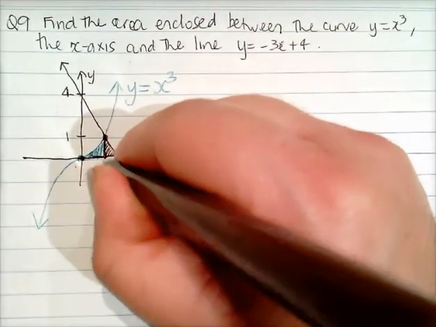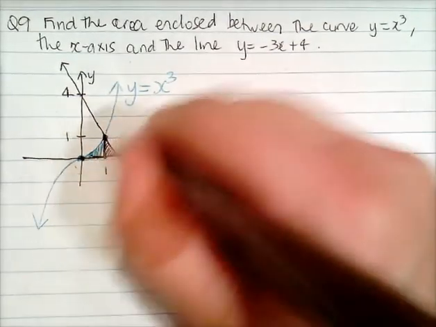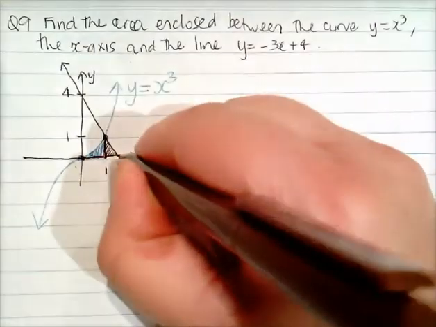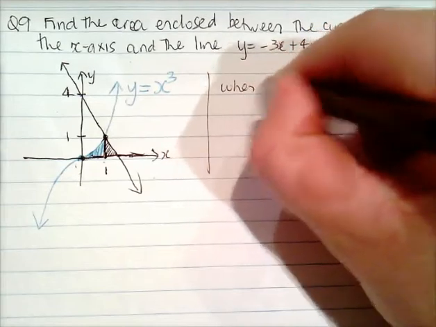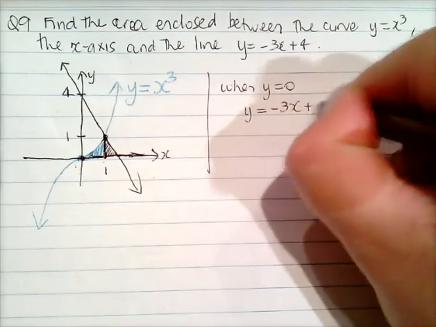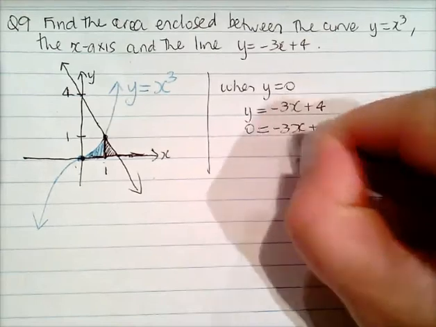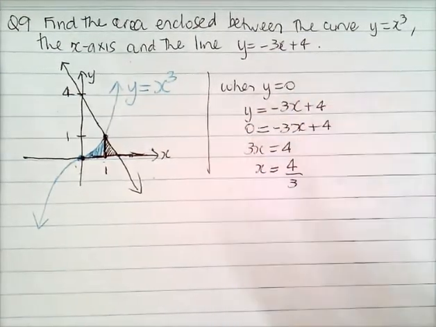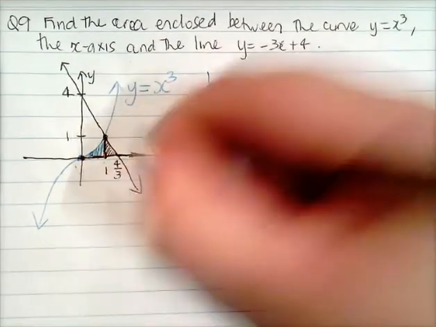Problem is, I know the bounds of the x values to substitute for the curve y equals x cubed when I integrate beneath that, but I do not know this x value here. So I need to find that out. So when y is 0 for this line, y equals negative 3x plus 4, I sub y equals 0 into that, and I will get that 3x is 4, or that x is 4/3. Okay? So therefore this here is the point 4 over 3.